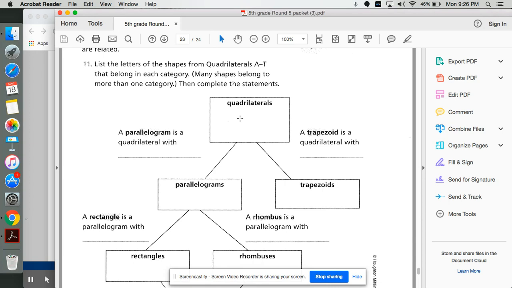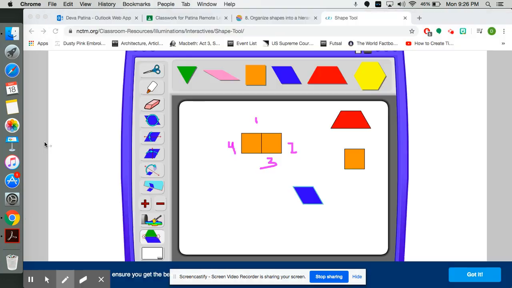The next thing we're going to talk about is a parallelogram. A parallelogram is kind of just what it sounds like. It has opposite sides that are parallel. Parallel means they can go on and on. These lines can go forever and ever if we were to extend the shape, and they would never intersect or cross.